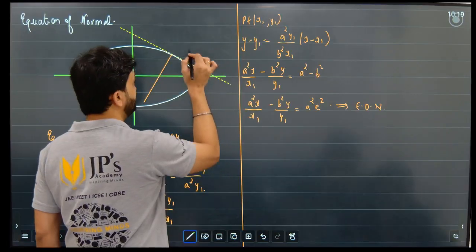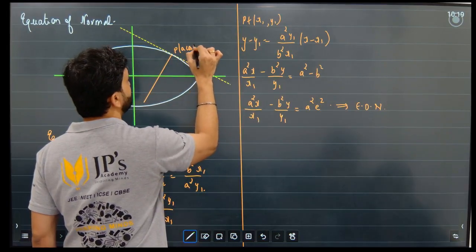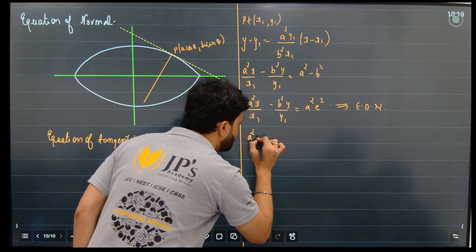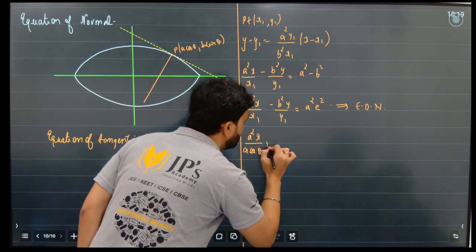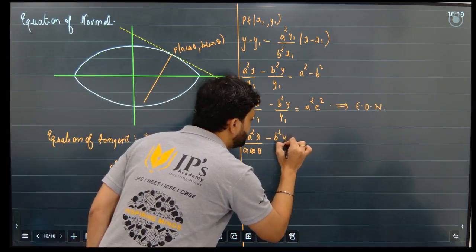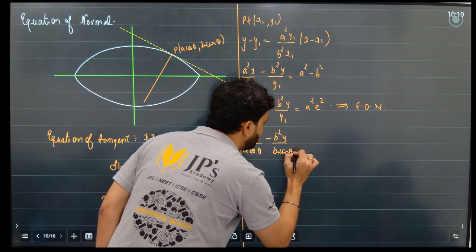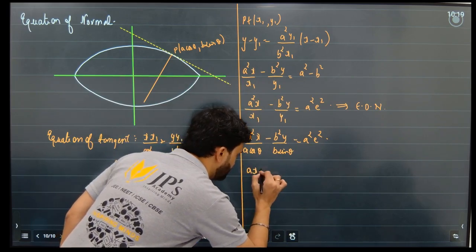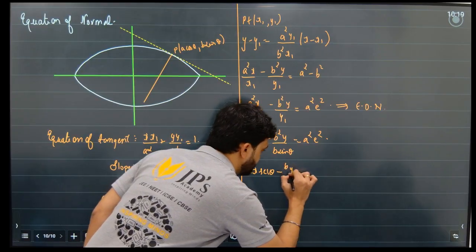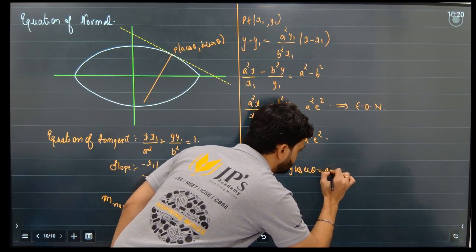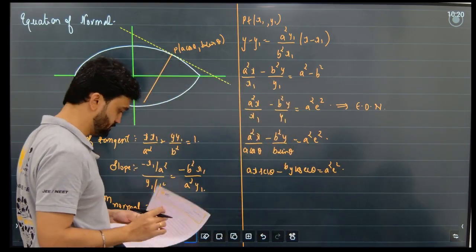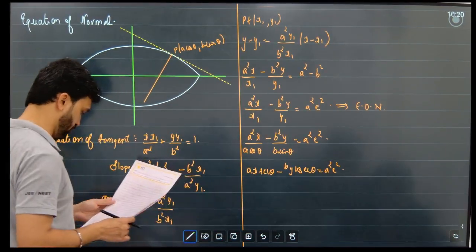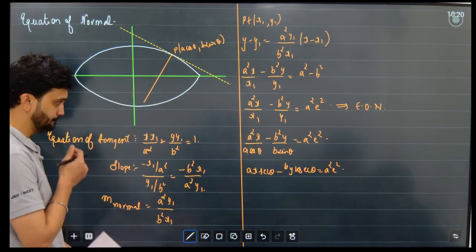Now if the point is a cos theta, b sin theta, and if I substitute, this will become a square x upon a cos theta minus b square y upon b sin theta is equal to a square e square. So I'll get a x sec theta minus b y cosec theta is equal to a square e square. Now this is basically the equation of the normal.